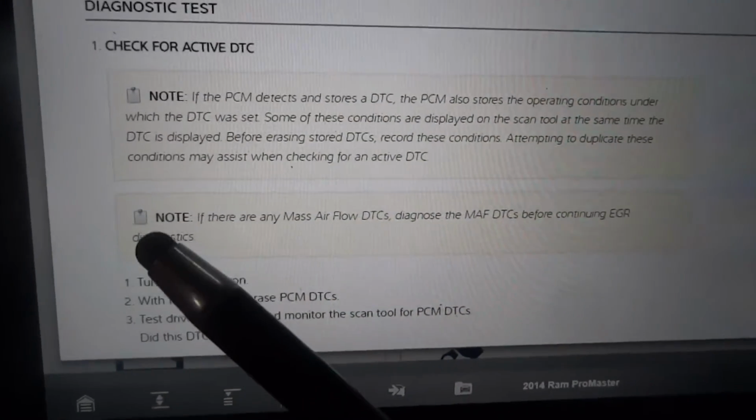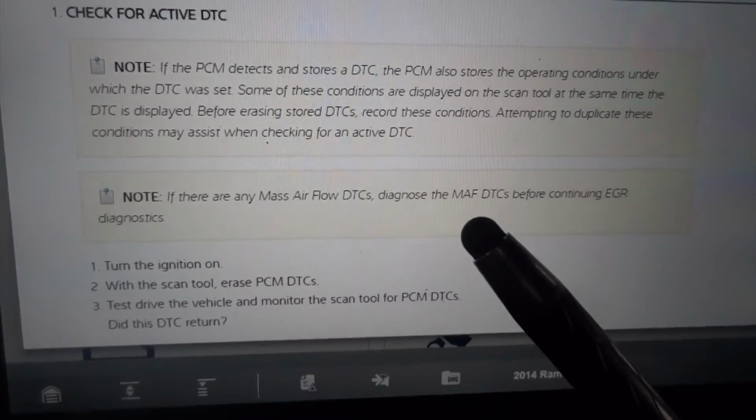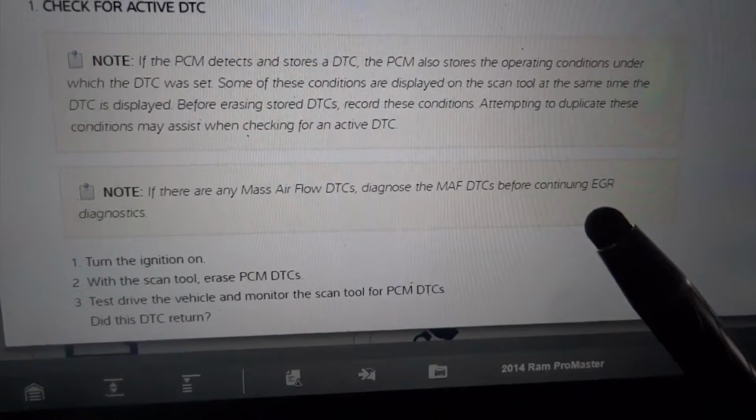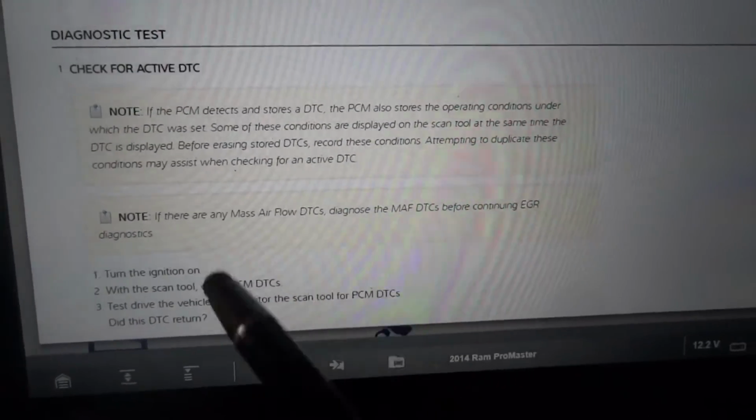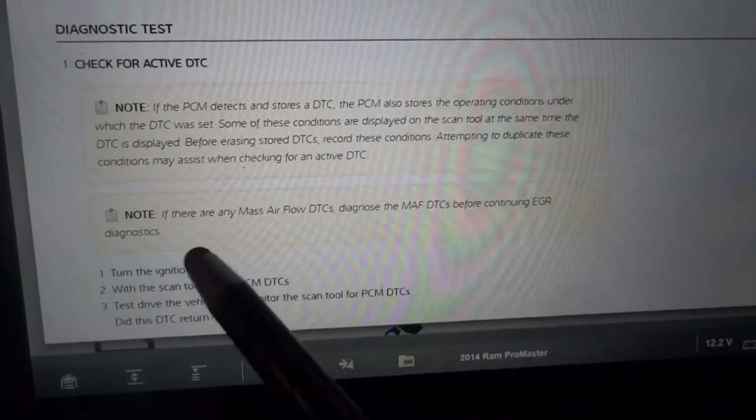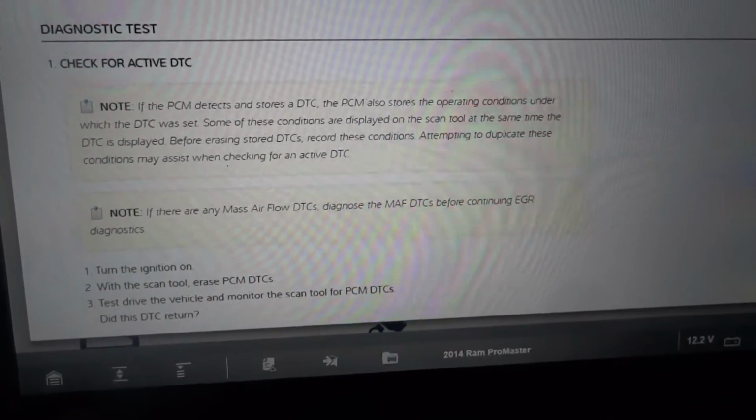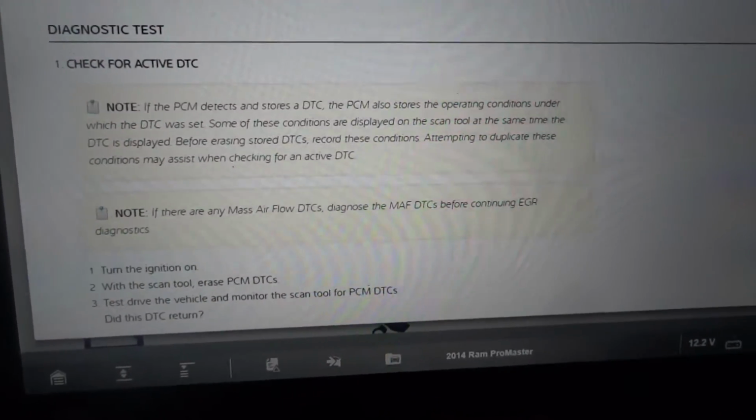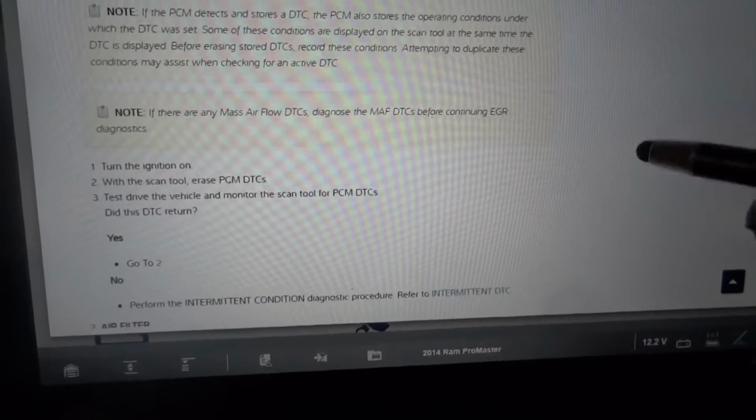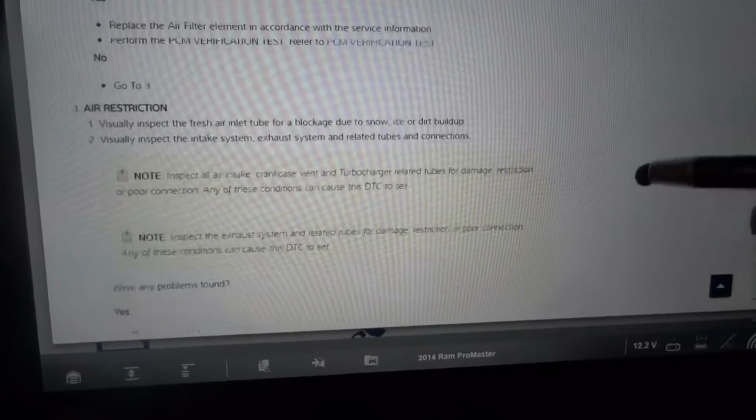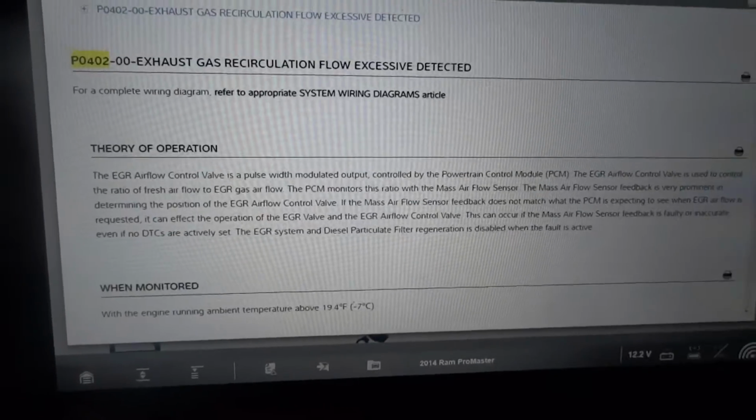Oh, look here. Note, if there are any mass airflow sensor DTCs, diagnose the mass airflow sensor DTCs before continuing EGR diagnostics. Okay. So it comes back to what I said earlier. We have to make sure our mass airflow sensor is working, because we can have a defective mass airflow sensor sending a skewed signal to the computer, and the computer in return is going to set a mass airflow sensor code and the EGR flow code. Okay, so we can read this flow chart over here to see how we're going to go about diagnosing this, but I'm not going to read all of this.